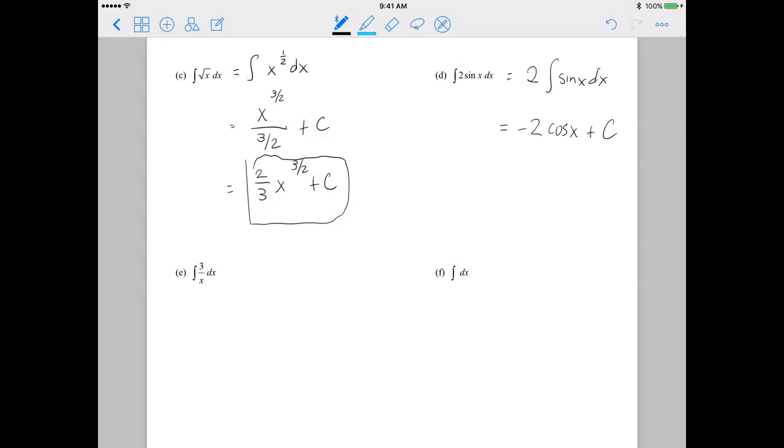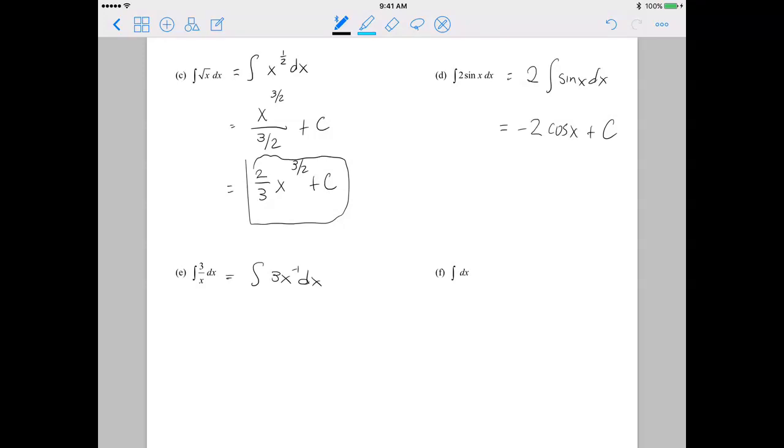Okay, in example E, we have the integral of 3 over x dx. So this is going to be rewritten as the integral of 3x to the minus 1 dx so that I can actually try to use the power rule. Now the reason I said try and not actually use the power rule is because notice if I increase the exponent by 1, what does it become? It becomes a 0. Well then the next step would be to divide by the new exponent, which would be dividing by 0. I cannot do that.